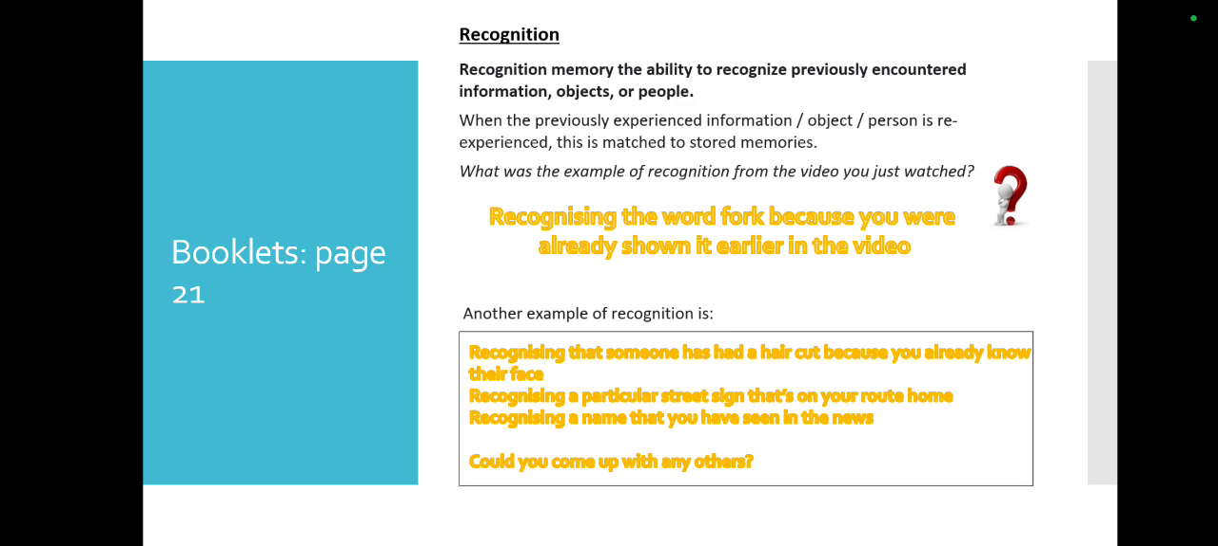So recognising that someone's had a haircut because you already know their face and you can see the difference in them. Recognising a particular street sign that's on your route home. Again, what you're experiencing now gets matched up with what you've experienced before. Or what we all kind of experience on a daily basis is recognising names or faces that you might have seen in the news or in the media. So they're my 3 examples.